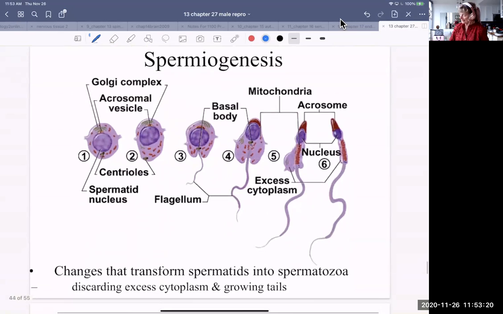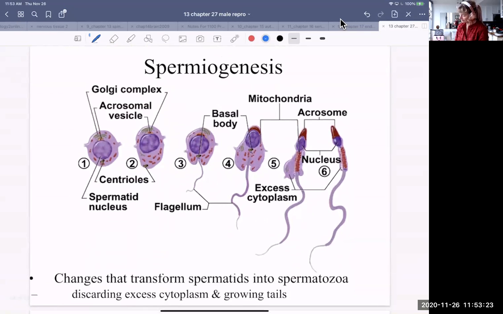So spermiogenesis is the maturation of the sperm. So here's a spermatid. There's the nucleus. The nucleus is the most important thing to get to the egg because that contains the chromosomes. There are these little vesicles called acrosomal vesicles. No tail yet. So there's a basal body, which consists of some microtubules, and it extends microtubules out to form the flagellum. Excess cytoplasm is released.